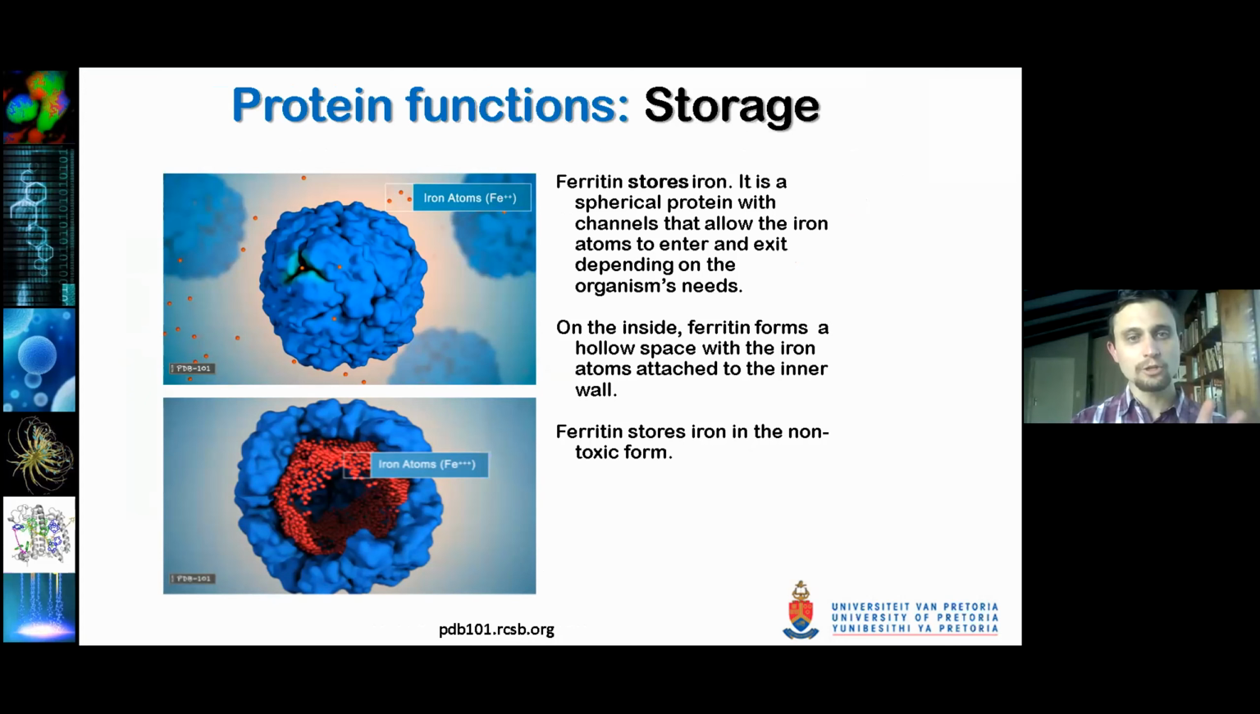I just want to show you a last type of function, which is also quite a fascinating system, ferritin, which stores iron. It has a big cavity on the inside, and iron will go through some of these channels, and then they will bind to the inside. So this is, you could say, a big storage container for iron for the body. Whenever it needs iron again, it can just take some of the stored iron and use that.